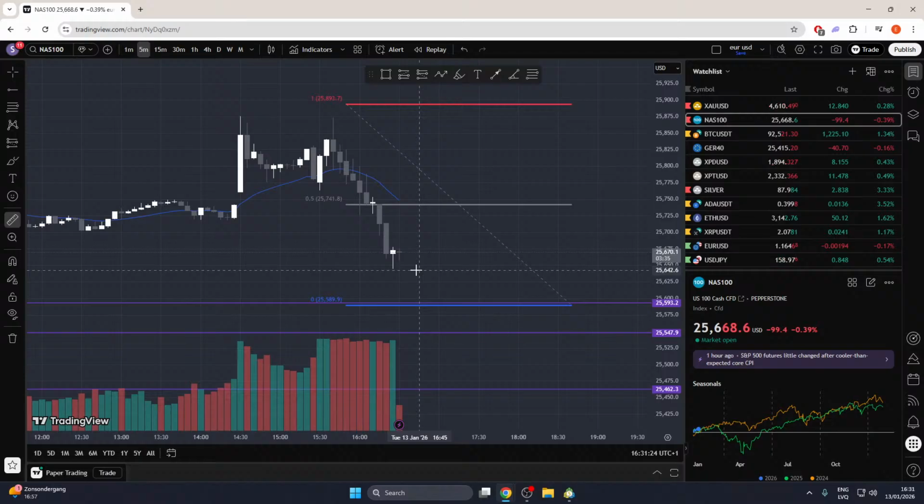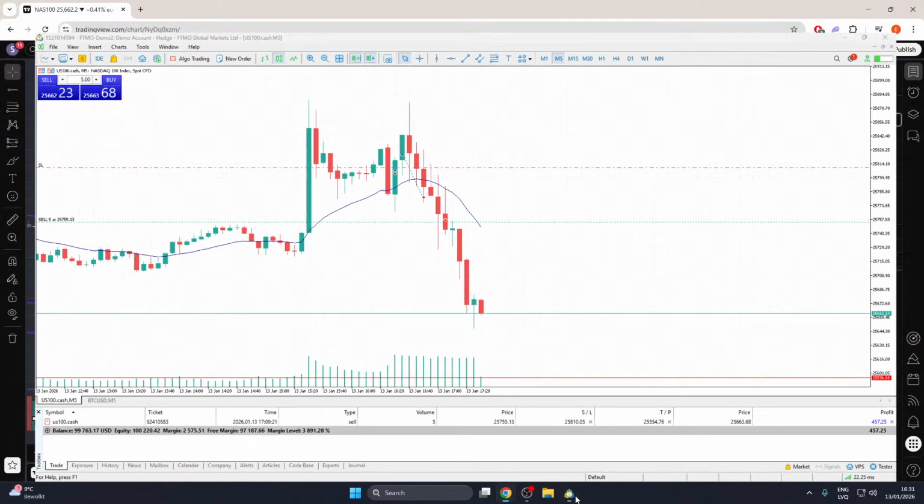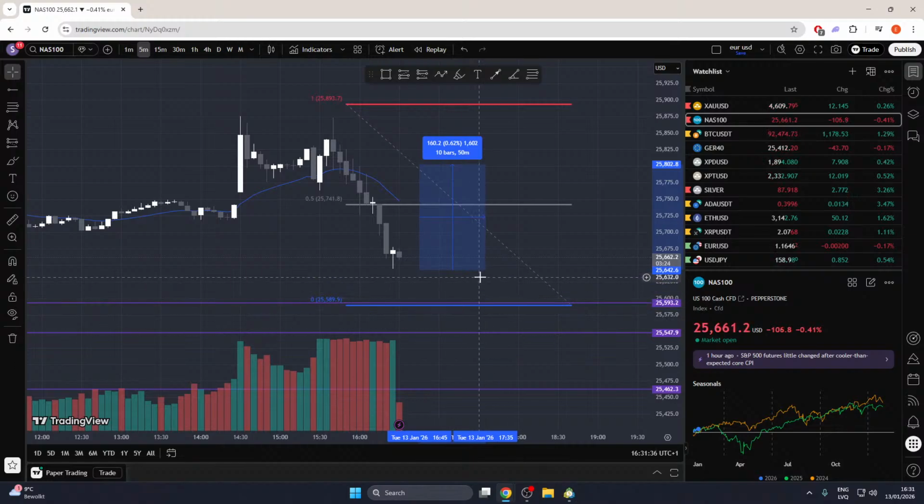We would like to short below this candle, and our stop was around here. It's 160 odd points, something like that. 160 points. 270.